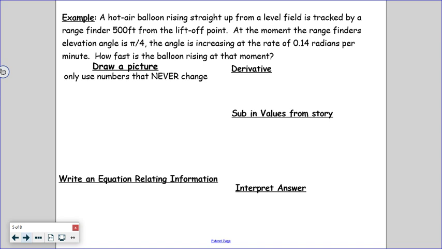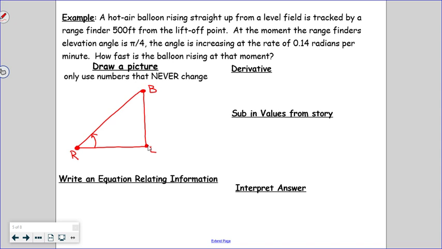So if we can figure out what's going on here, we've got a hot air balloon, and a hot air balloon would start at this liftoff point. So here's my liftoff point. It goes straight up in the air to some location, right? It lifted off above a level field, and it said that we've got this rangefinder over here. So here's my rangefinder looking up at that balloon, right? And that rangefinder, it said, was 500 feet from the liftoff point. It talks about the angle of elevation. So this would be an angle of elevation from the horizontal line up.